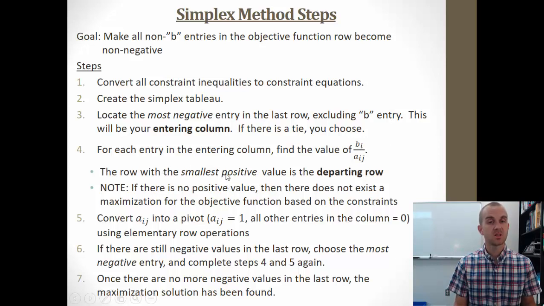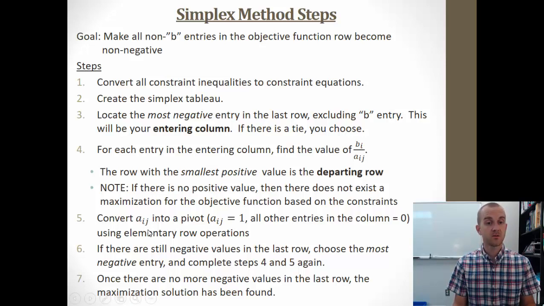What we're going to choose is the smallest positive value, and that's going to become the departing row. It has to be positive, and it's going to be the smallest of them. If there's no positive values, we can't find a maximization, and you can say there's no solution.